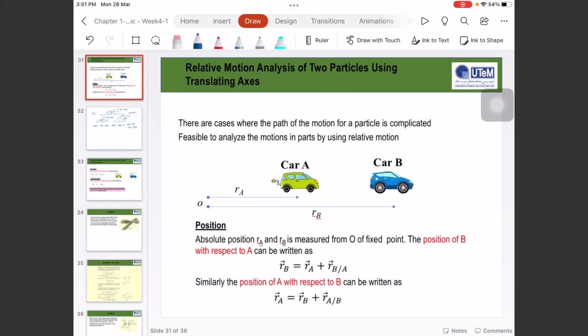So for example kita ada car A, measured from origin. So let's say this is origin. Distance RA, and car B, the distance is RB. So the position of B with respect to A can be written as these equations. RB is equals to RA plus RB slash A. Okay, ini mesti sama, this must be same.